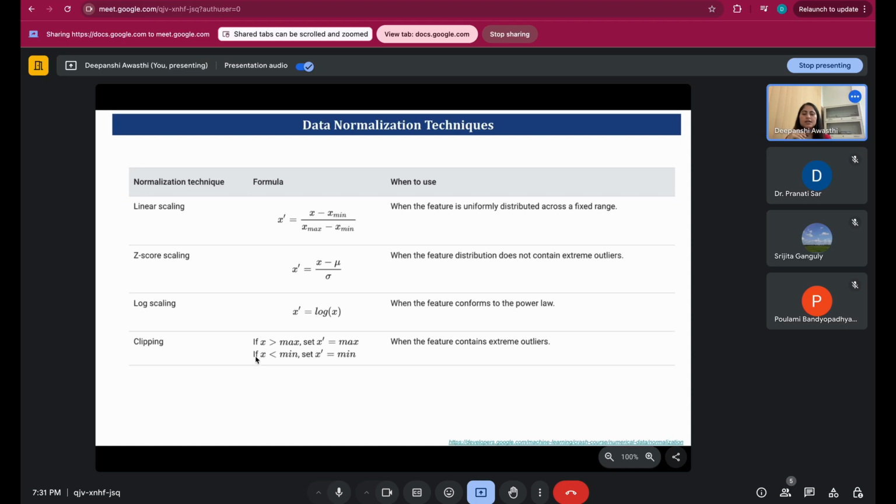Then clipping is where you fix some maximum or minimum value, and you only take features which are present in that range. That is known as clipping. So when a feature contains extreme outliers, which are lying far away from your data, you can specify what the maximum value should be. After that you will not consider the values which lie far away from that maximum value. So that is known as clipping, and it depends on what data you have and how it is distributed. In that way you can select any of these normalization techniques.